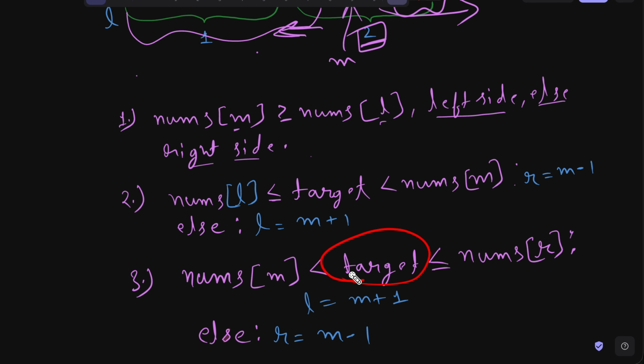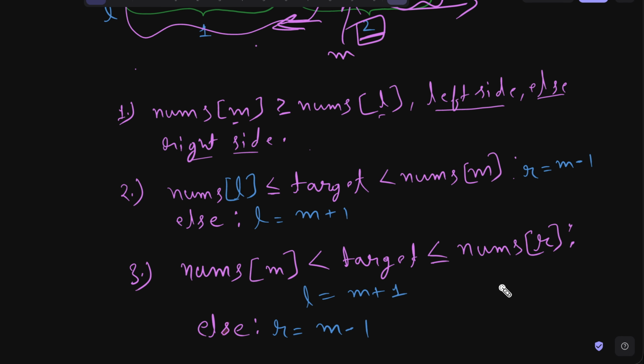If the target is greater than the nums of mid index and it is less than or equal to the right index, we know that the target is somewhere between mid index and the right index. So we will simply take the L and make it mid plus 1. But in any other condition, we know that the target is going to be in the left side of our array. So we will simply take the right pointer and shift it to mid minus 1.